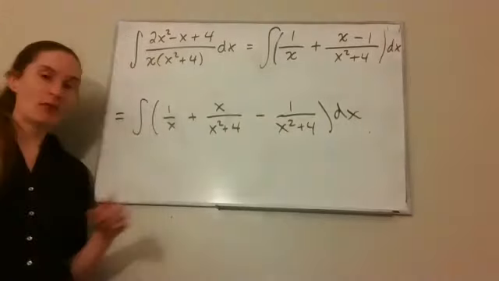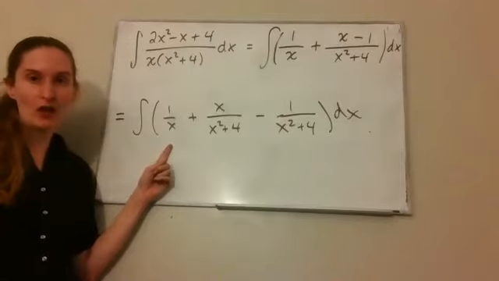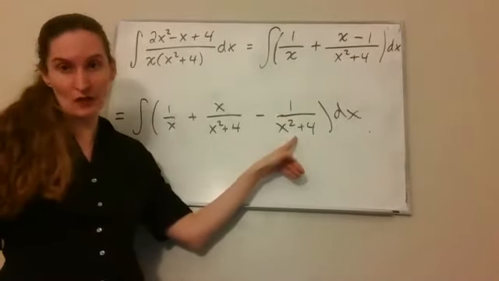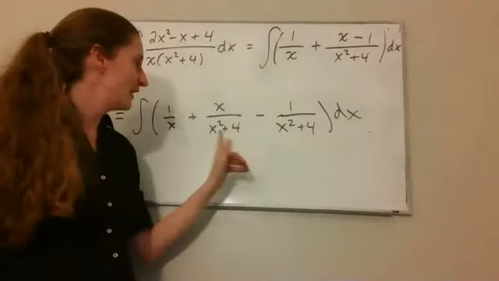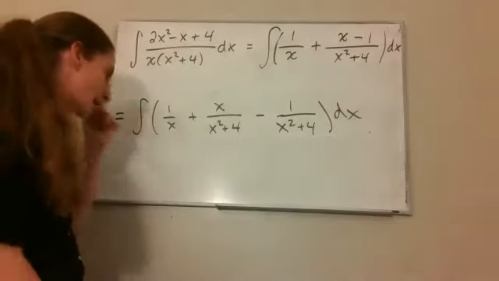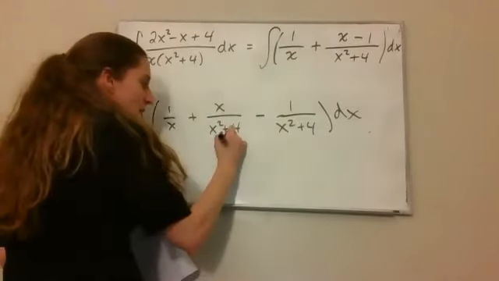So now take a look at what we have. The first guy is a natural log. The last guy is your inverse tangent that we just reminded ourselves of. And the guy in the middle, you need to do u substitution. That one's probably the trickiest one.